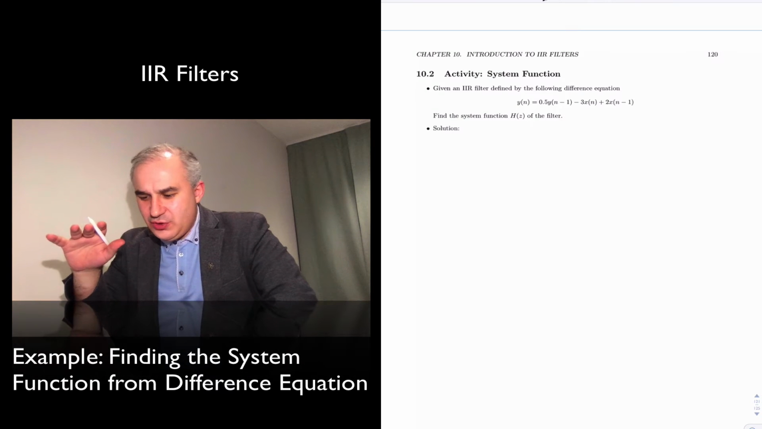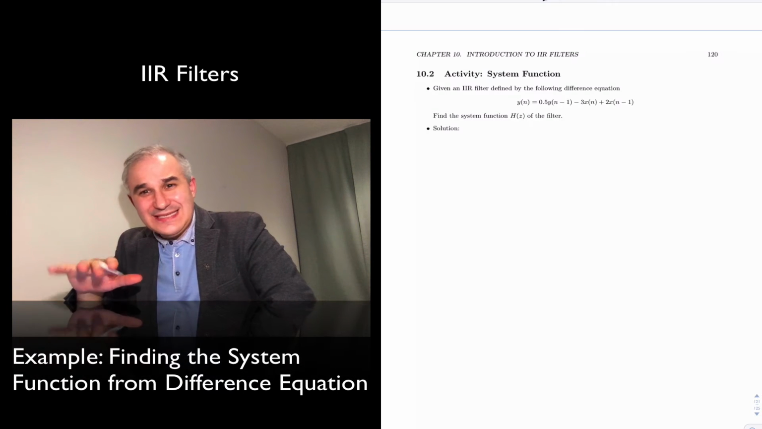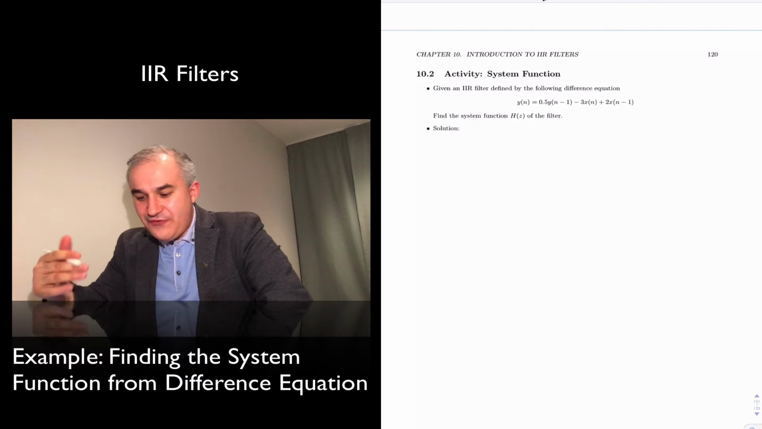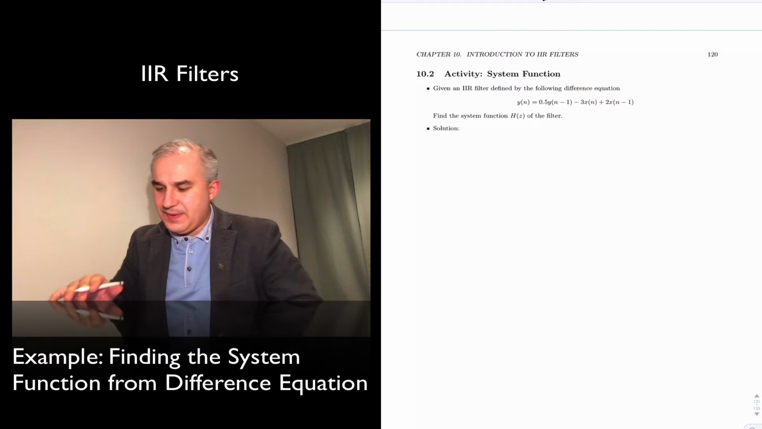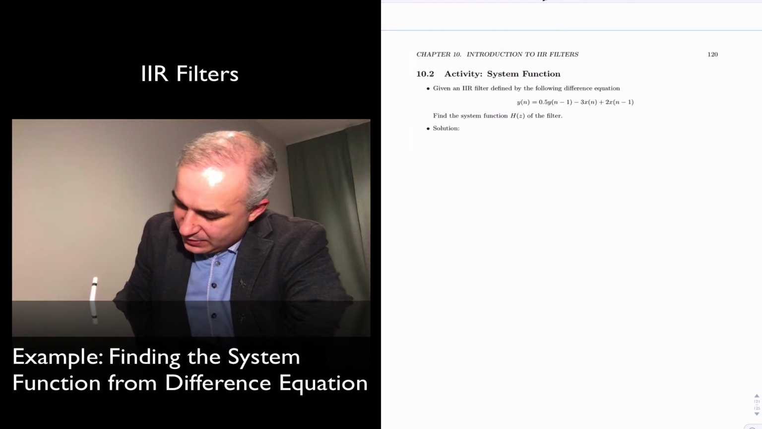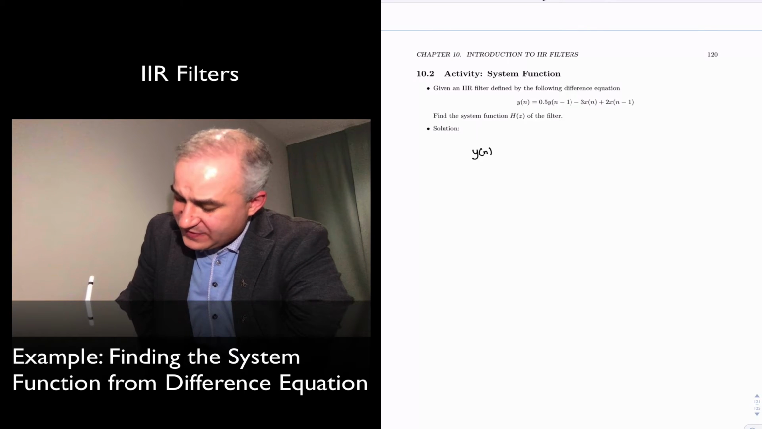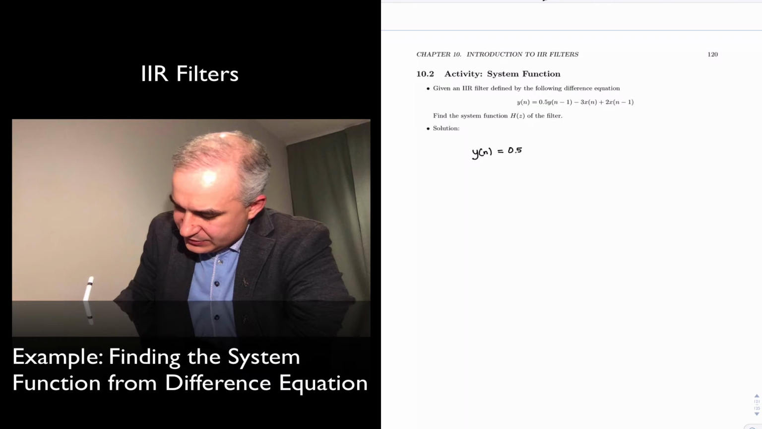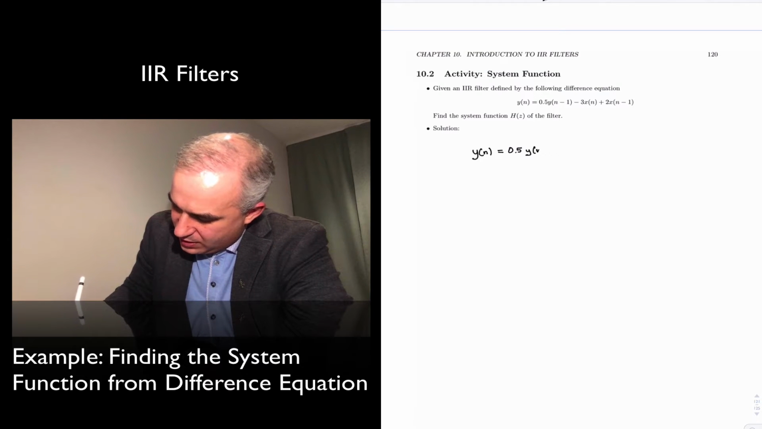Hello. So let's do an analysis analytically of an IIR filter defined by a difference equation. And we are asked here to find the transfer function or the system function. 0.5 y of n minus 1.